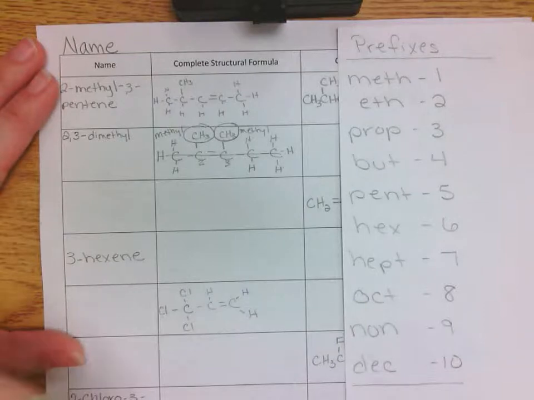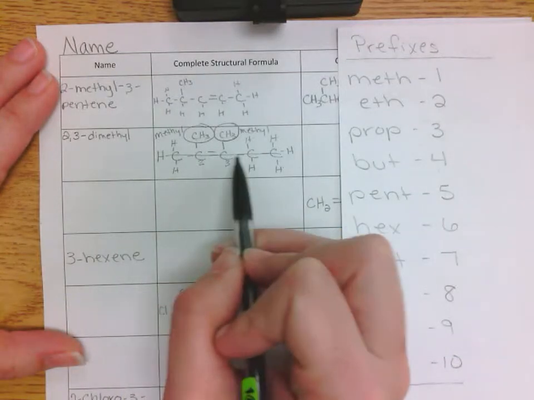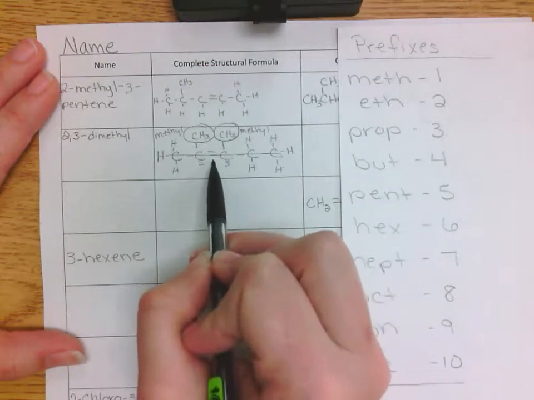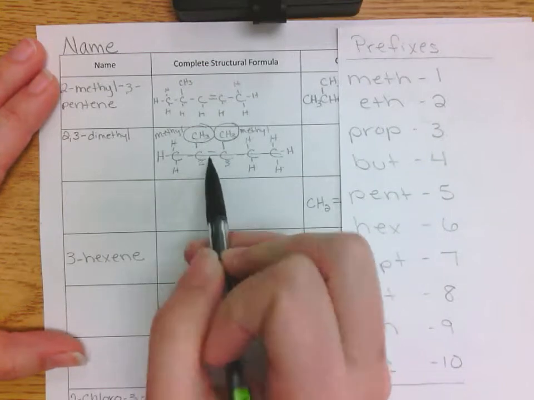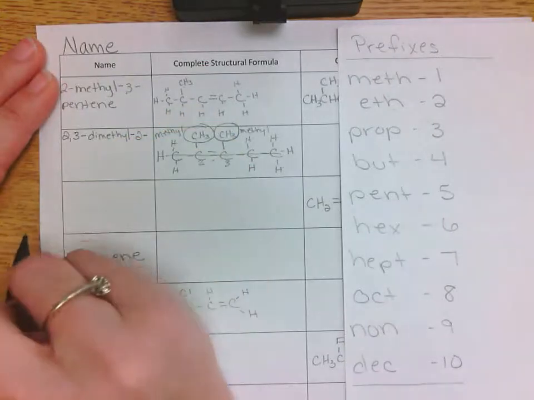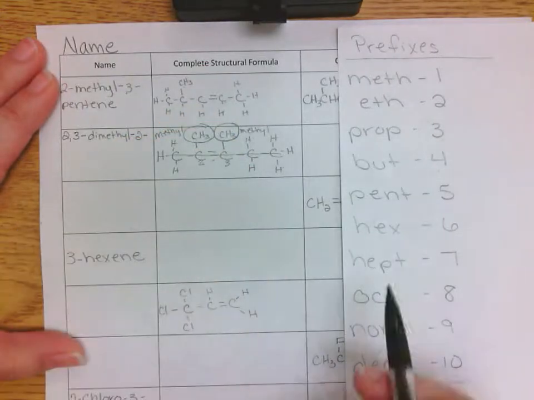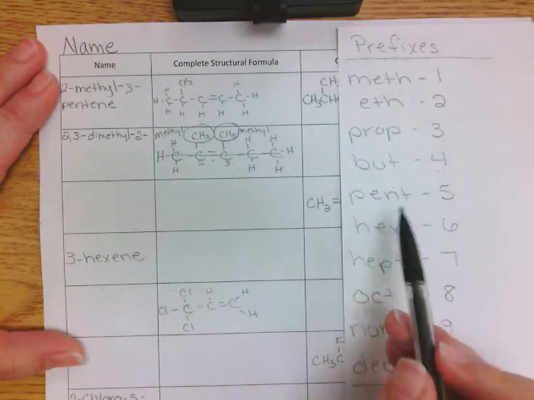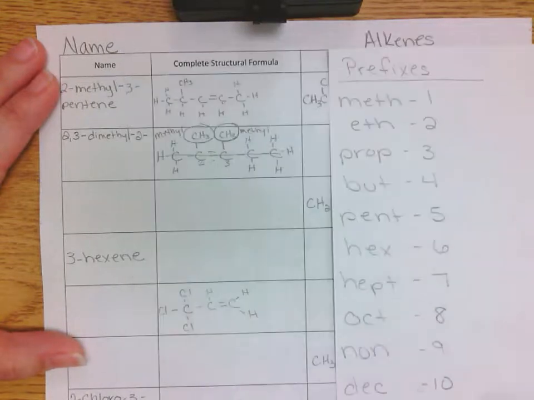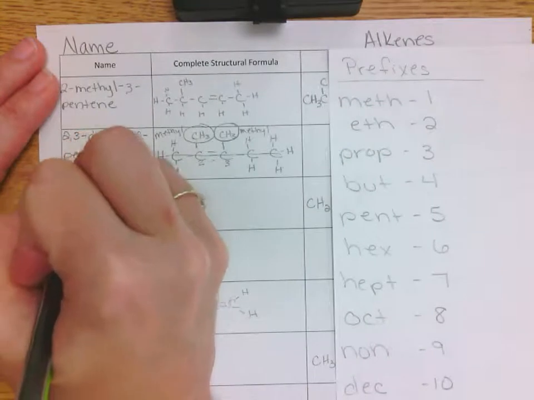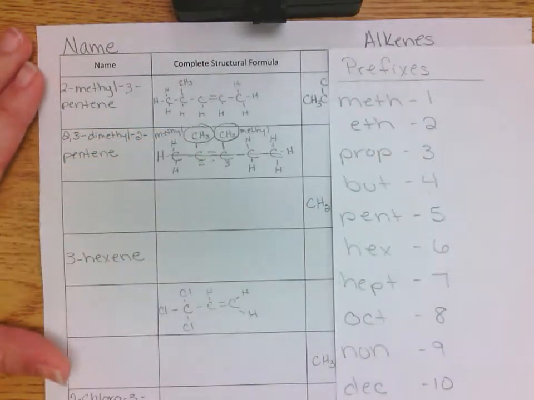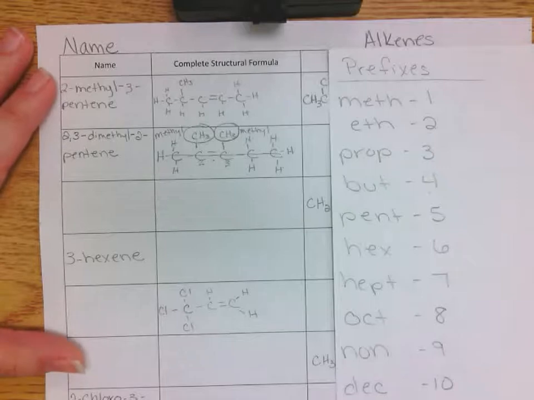Now my chain. I have a chain of 5. It ends in ene, and that's easy. But I have to tell where my double bond is. It's on carbon 2. So dash between numbers and letters, 2. The prefix for 5 is pent. The suffix for double bonds is ene. So pentene. 2,3-dimethyl-2-pentene.